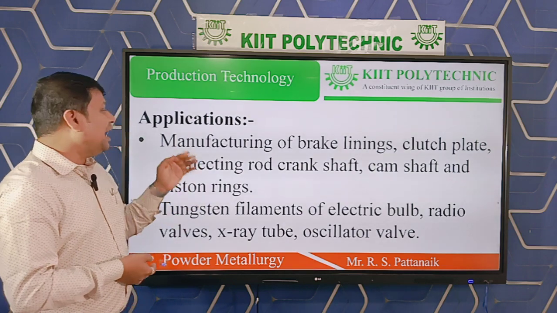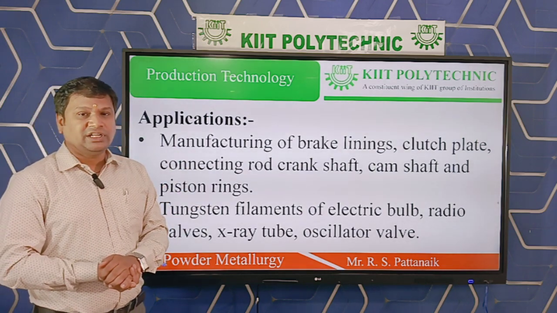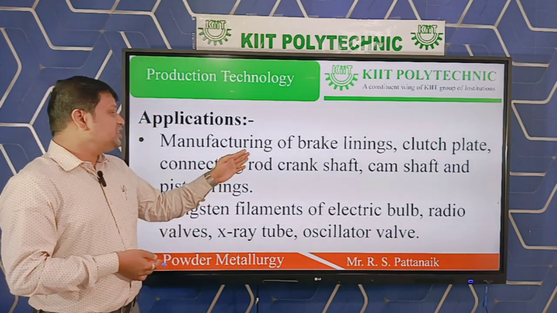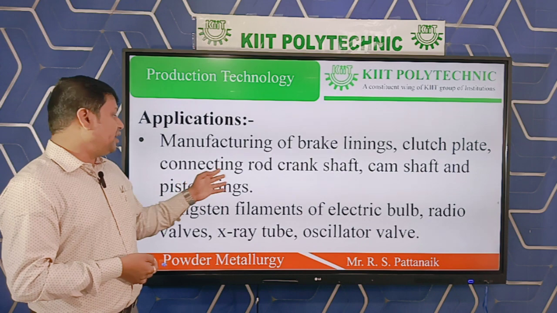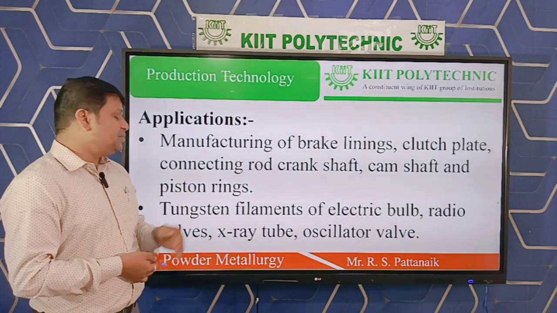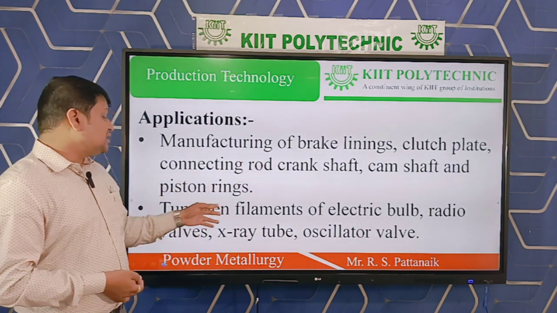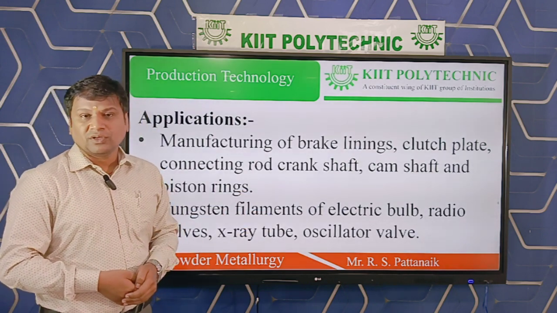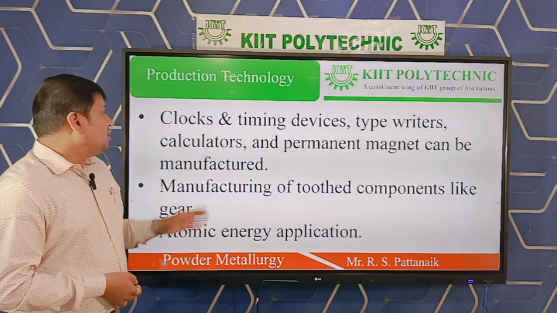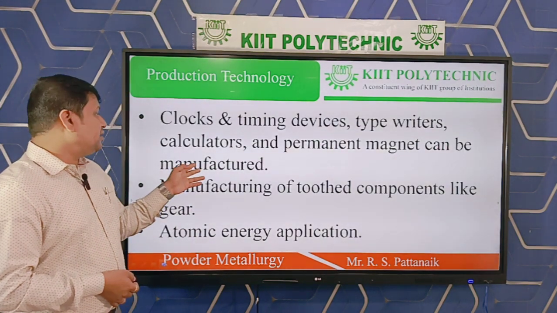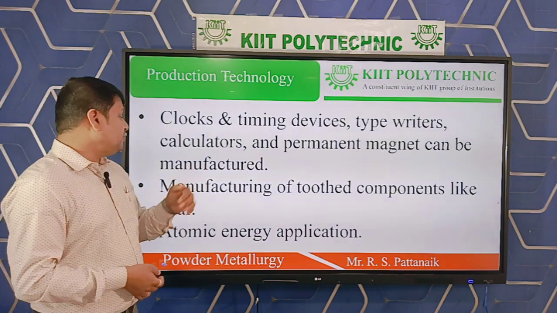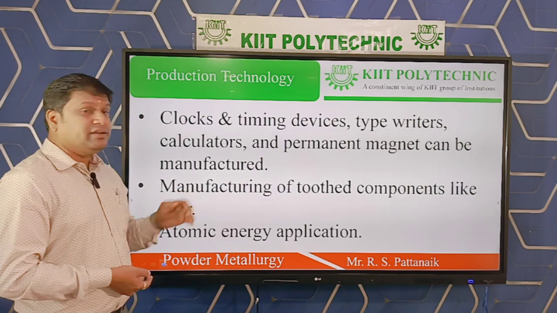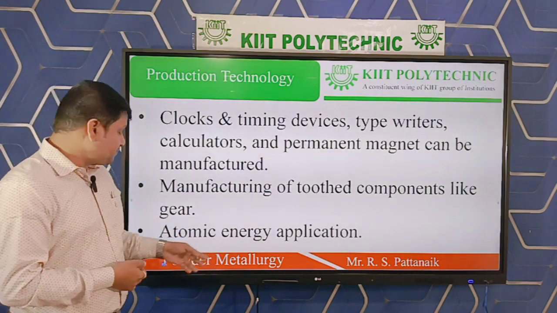Then next is the application of the powder metallurgy technique. In the case of IC engines: manufacturing of brake linings, clutch plates, connecting rods, crankshafts, camshafts, and piston rings. Then tungsten filaments of electric bulbs, radio valves, X-ray tubes, oscillator valves, etc. Clocks and timing devices, typewriters, calculators, and permanent magnets can be manufactured. Toothed components like gears are also manufactured by this process.